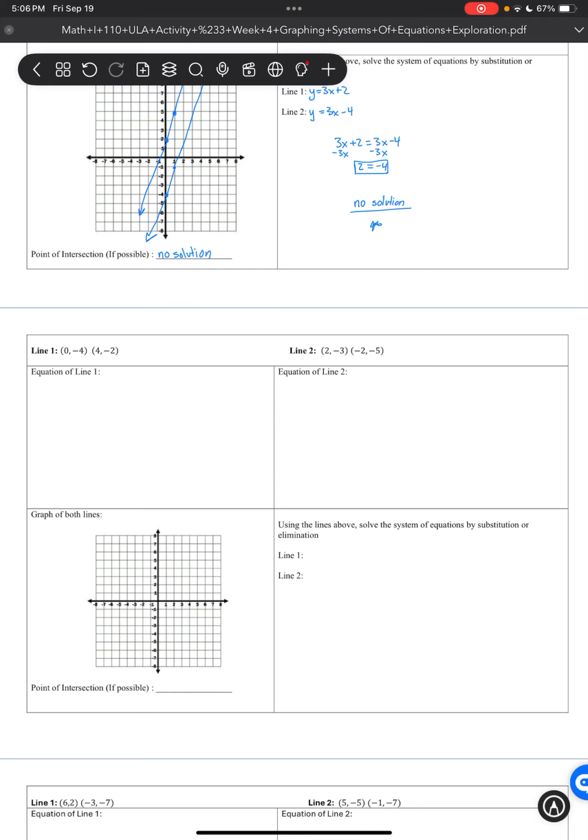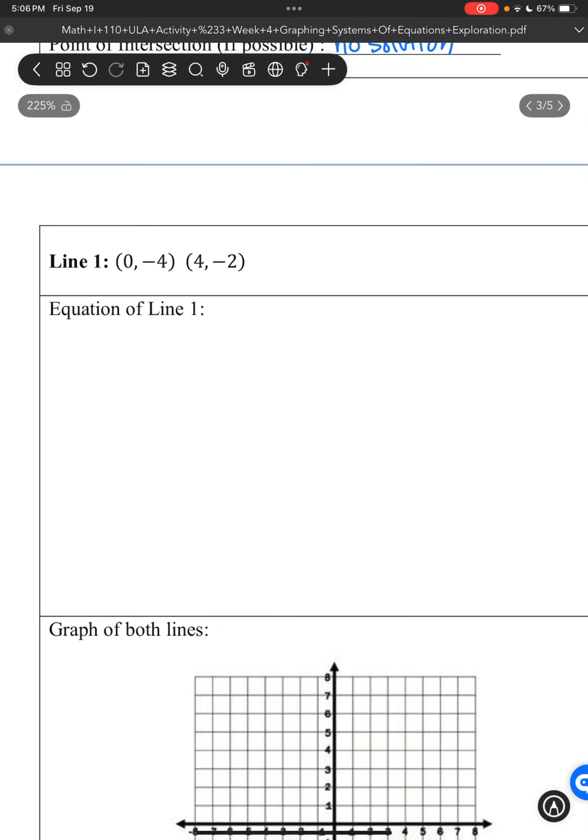Pages of the activity, so just jumping in. Again, we're finding the equations of these two points. They already give us an intercept, so we already know our intercept is -4. Okay, so we're going to find our slope. Our slope is going to be -2 minus -4 over 4 minus 0.